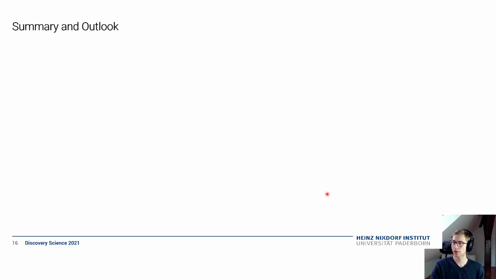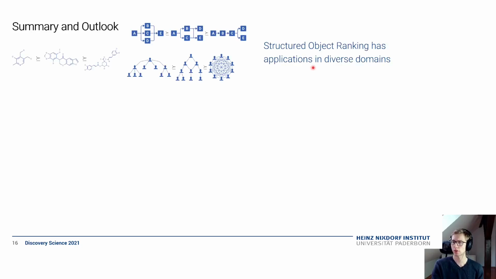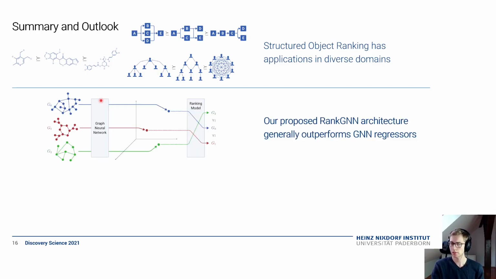Okay, let me now summarize what we talked about. We started off by describing the problem of ranking structured objects and saw that it has interesting applications ranging from biology and chemistry to the social sciences and task planning and scheduling. Then we went on and saw how the combination of graph neural networks and neural ranking models, which we call the RankGNN architecture, can be used to solve such ranking problems. In our evaluation, we just saw that the pairwise RankGNN architecture generally outperforms the simpler pointwise GNN regression approach.